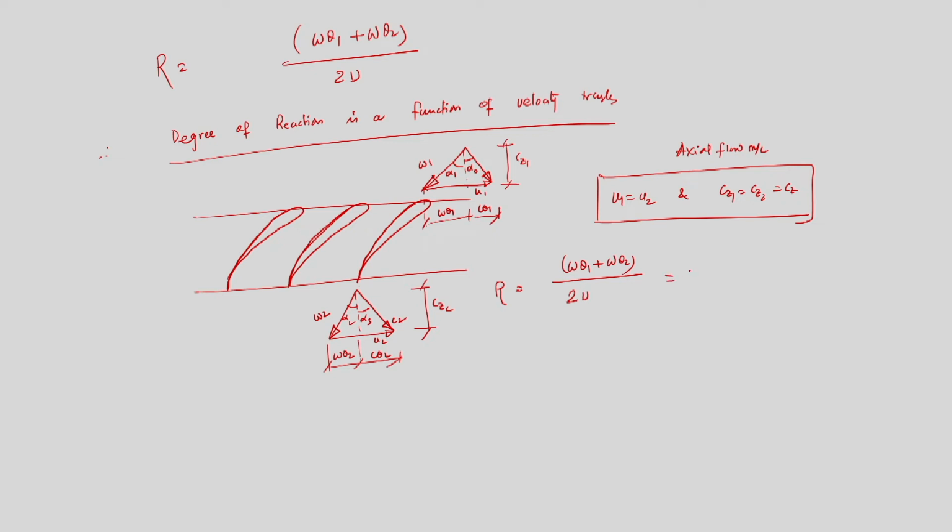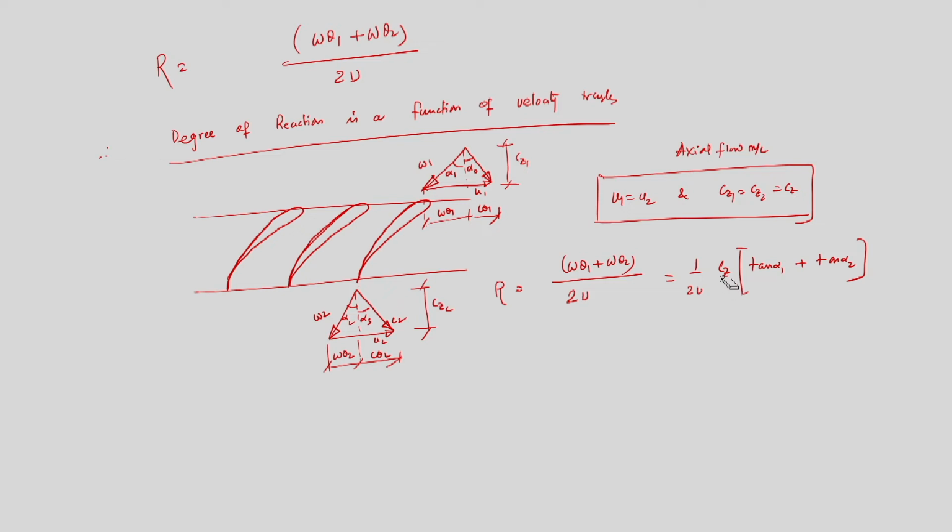So, I can write it as 1 by twice U into [CZ1 tan alpha 1, since W theta 1 is CZ1 tan alpha 1] plus [tan alpha 2 CZ2]. W theta 2 is equal to CZ2, and since CZ1 is equal to CZ2 is equal to CZ, I can write it as CZ.